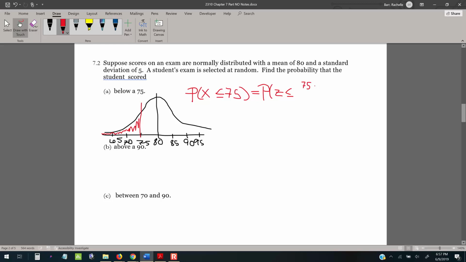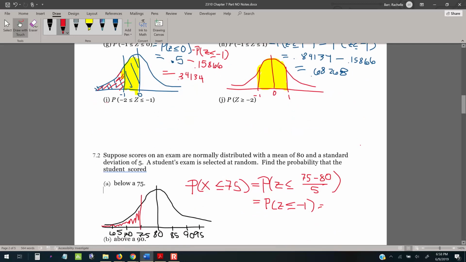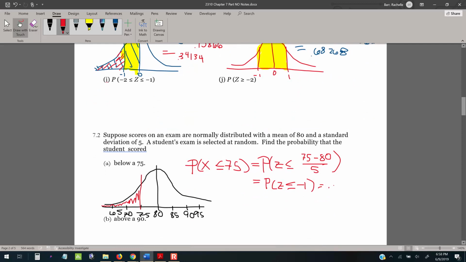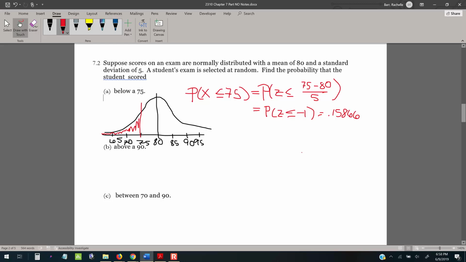So 75 minus 80 divided by 5. And that'll give me a -1. So z is less than or equal to -1. And we looked up the -1 a little bit ago, so I'm going to just roll up and grab him real quick. There he is, 0.15866. So only about 15%, well almost 16% of people scored below a 75 on this exam. That's pretty good. You know, your range of C's and below are pretty small for the class.